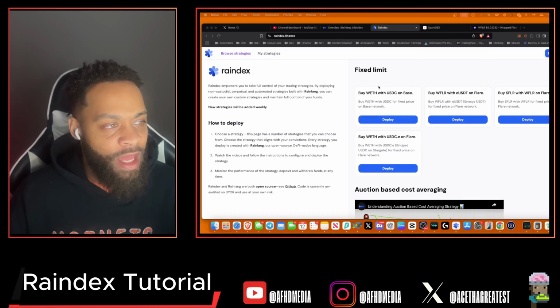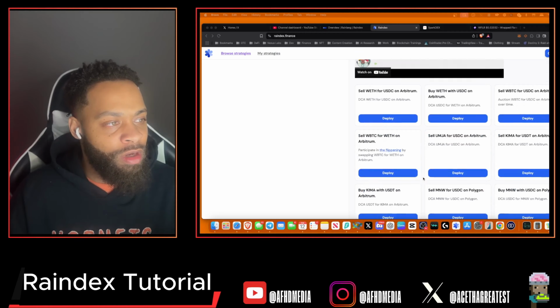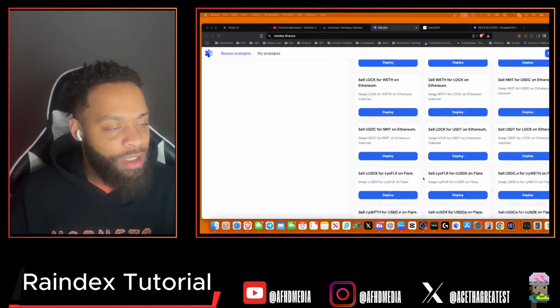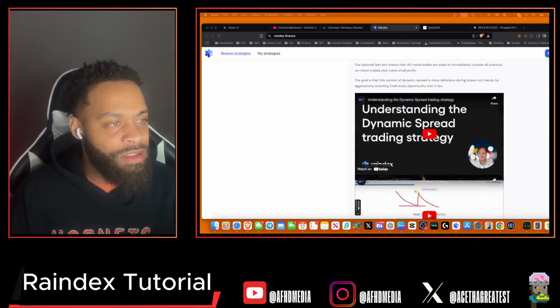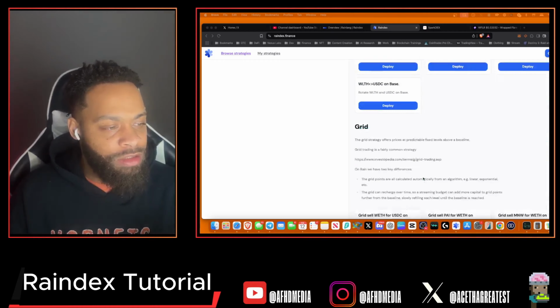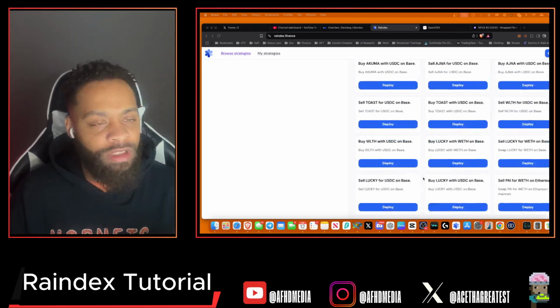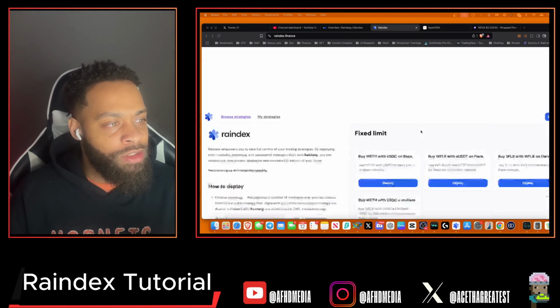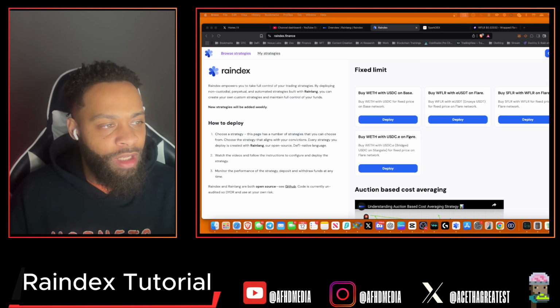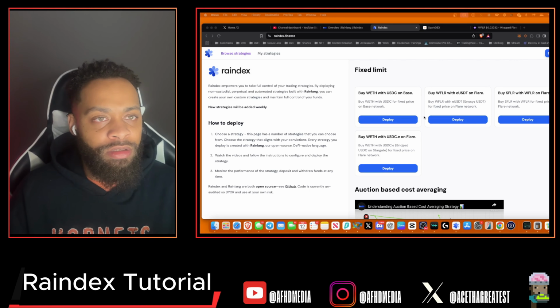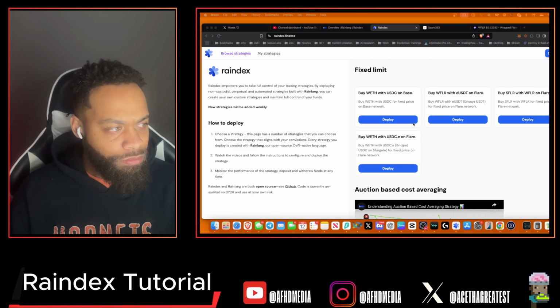As you can see, they have different types of trading strategies. You have fixed, you have dynamic spreads, you have grids, and canary strategies, all types of stuff. So I definitely encourage you to go out to their webpage and give this a look at what they're offering, because they're not just supporting Flare. You can make trades on Base, you can make trades on Ethereum, Polygon, and of course Flare. More to come, I'm sure.